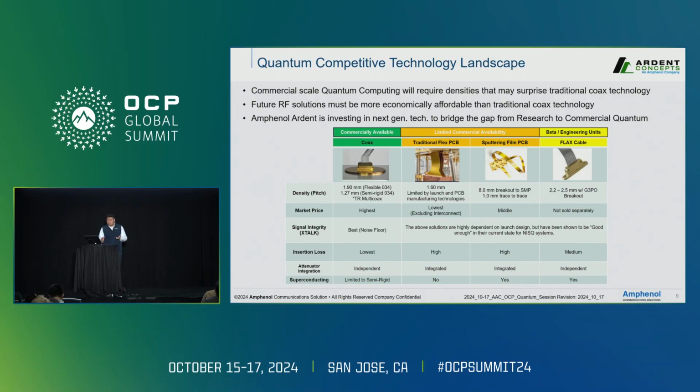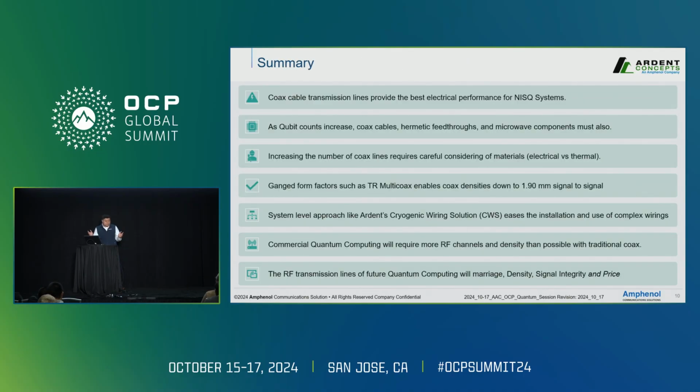And while deploying non-coax-based solutions such as a flexible printed circuit presents numerous challenges, our investments in cryogenic development infrastructure and our long-standing focus on RF design provide us with optimism that a solution can be realized through time and effort in the future. Lastly, just as a summary, we've delved into a crucial part of quantum computing, the microwave RF transmission line. We've explored how coaxial cables excel in providing the best electrical performance for noisy intermediate scale quantum systems. But as the qubit counts increase, we face unique challenges.